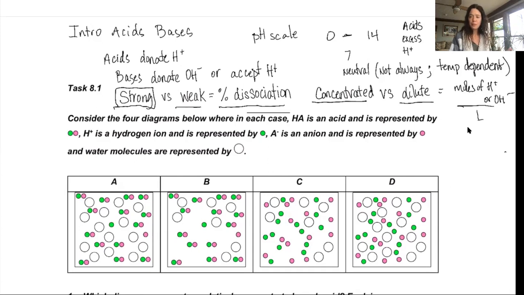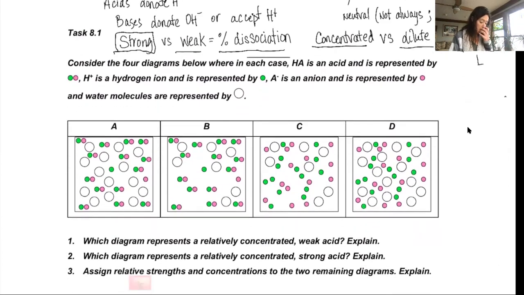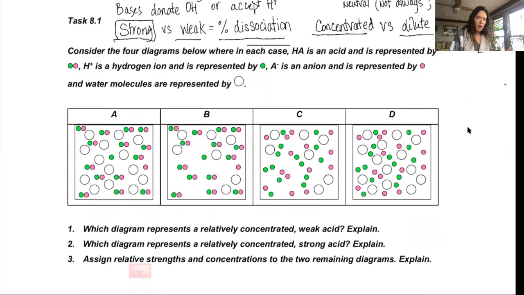Cool. Let's talk about something else now, okay? Actually, let's look at this drawing. This came from your notes. You have really good notes. All right, which diagram represents relatively concentrated? So we're looking for concentrated weak, concentrated strong. Assign relative strengths to the two remaining. All right, so why don't you look at it real quick?